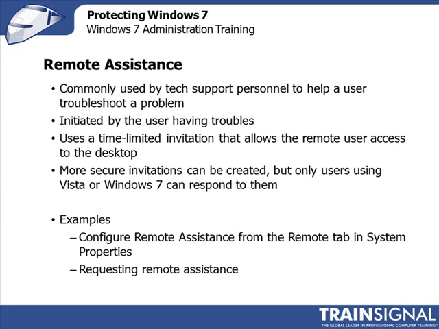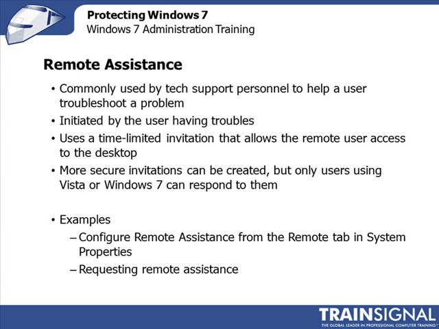Now, it's commonly used by users to get help from tech support. So you'll call the help desk, and you'll say, okay, let me use remote assistance. I'll turn on remote assistance, but I need help with this. Then the user will basically allow the help desk person access to their machine via remote assistance, so that they are able to get the help that they need. Remote assistance uses a time-limited invitation, default is 6 hours, that allows a remote user access to the desktop. You can create secure invitations as well, but then only users that are using Windows Vista or Windows 7 can actually respond to those invitations.